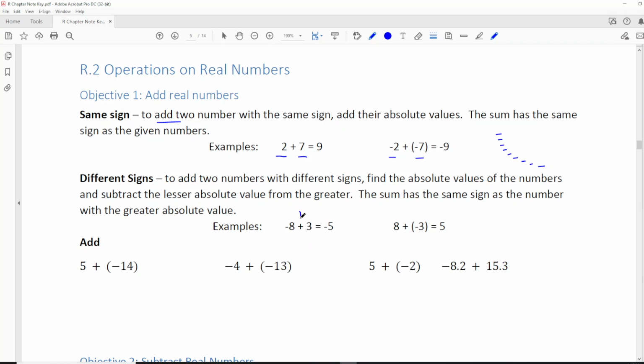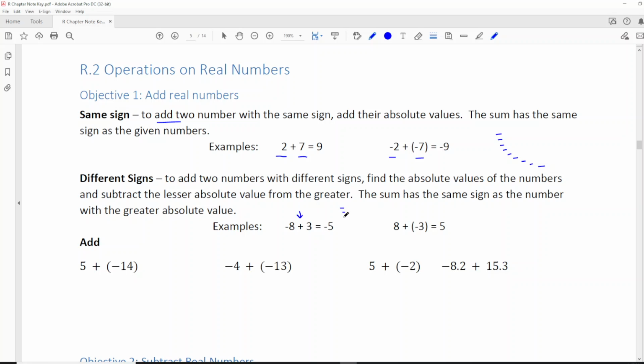So even though the operation between them is adding, you have -8 and +3. The -8 is bigger, so you know that your answer is going to be negative. So then I go 8 minus 3 is 5. And then because the bigger number was negative, I say it's -5. Now, that's just one way of thinking of it. You can really do this however you want.